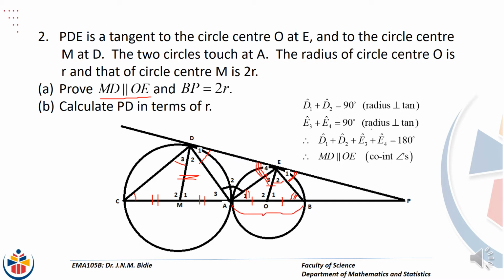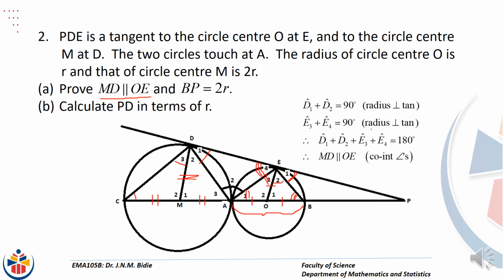That's 2R. And note that this is equal to MA, equal to MD, equal to MC, based on what has been given, because the radius for the big circle is 2R, but the radius for the small circle is R. So therefore the diameter of the small circle is equal to the radius of the big circle.